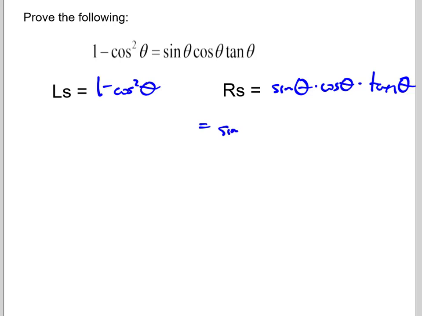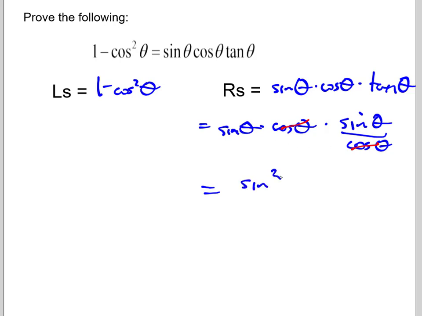So I'm going to have sine theta times cosine theta, and then I'm going to replace tan theta with sine theta over cos theta. And then I'm going to take a line and just clean it up. Well, what do we notice? Well, there's a cosine theta on top and bottom, so those actually cancel. So I'm left with sine theta times sine theta. Well, that's sine squared theta. Okay, so I've got that one worked down pretty small.